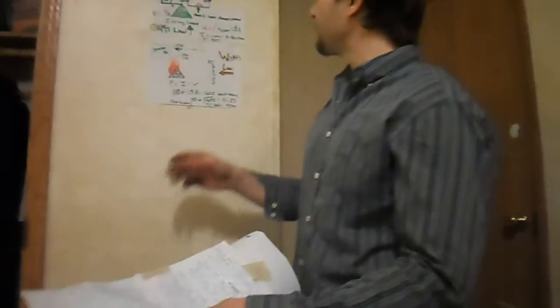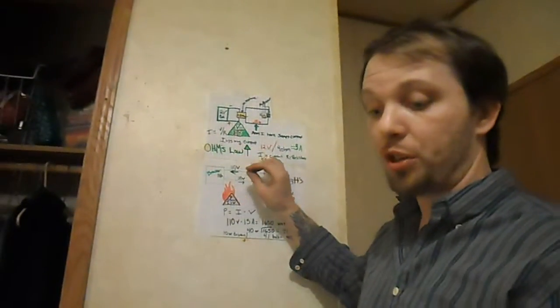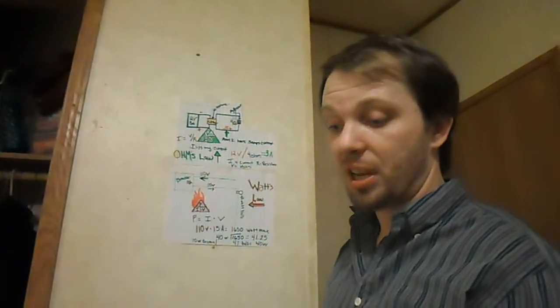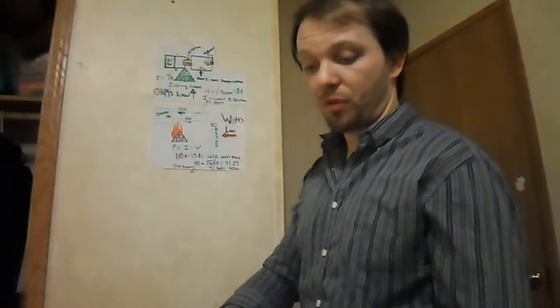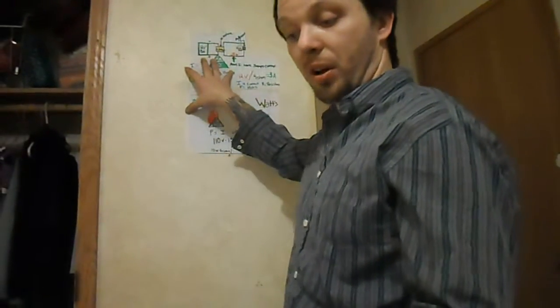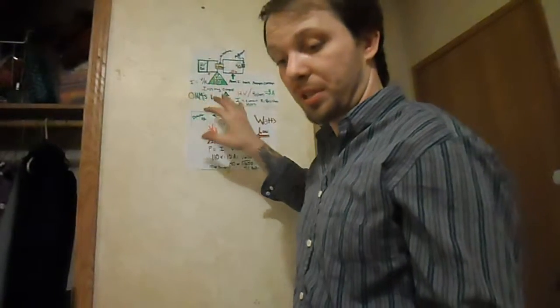Another way to explain this: if you're solving for current, you take volts divided by resistance, which is I equals V divided by R. If you're solving for resistance, it's volts divided by current. If you're solving for volts, it's current multiplied by resistance.